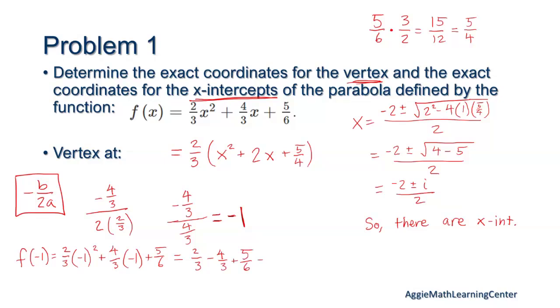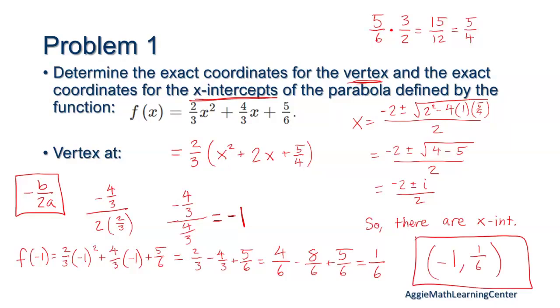And I'm just going to change them all to have 6 in the denominator. So we'll have 4/6 minus 8/6 plus 5/6. 4 minus 8 is -4, plus 5 is 1/6. Perfect. So we had our -1 from negative b over 2a, plug that in, and we've got 1/6. So our vertex is (-1, 1/6). That would be our vertex.